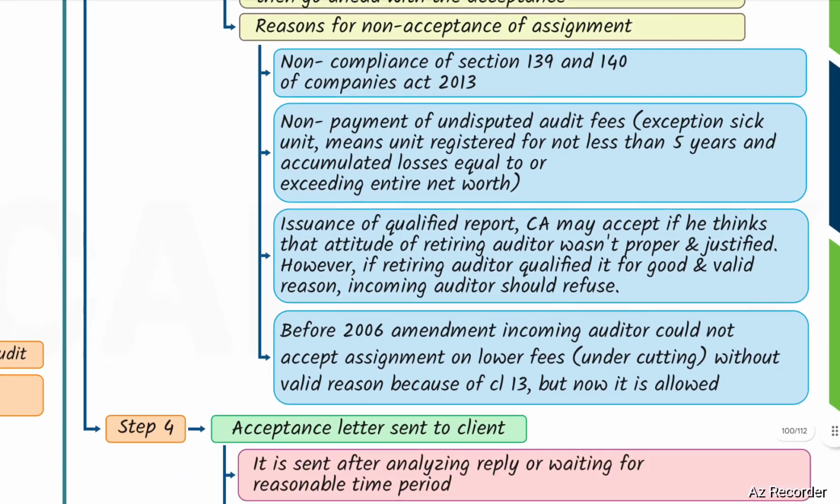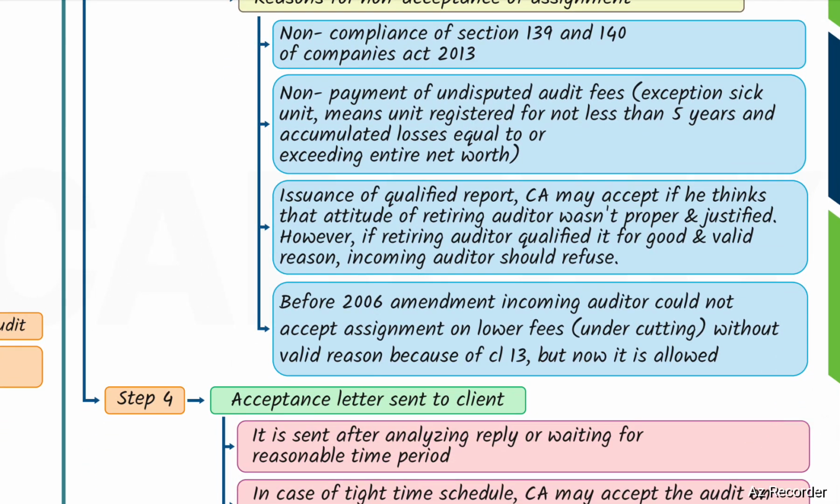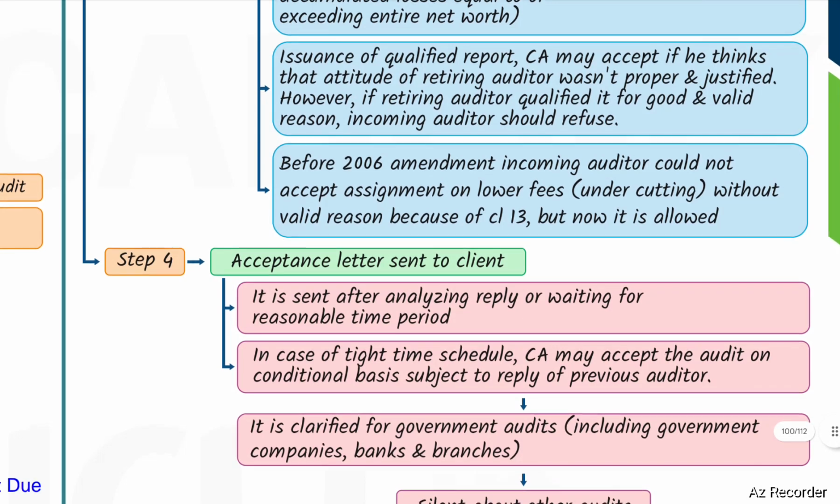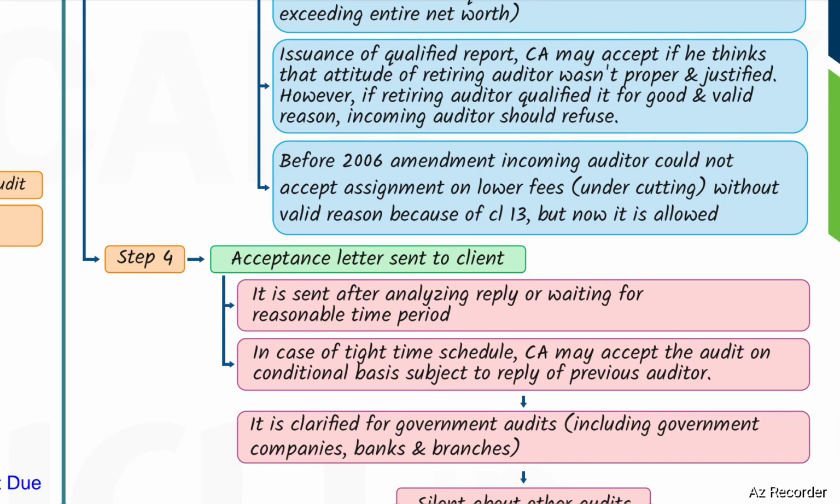Reasons for non-acceptance of assignment. Non-compliance of Section 139 and 140 of the Companies Act 2013. Non-payment of undisputed audit fees. Exception is in case of a sick unit. A sick unit means a unit registered for not less than 5 years with accumulated losses equal to or exceeding its entire net worth. Issuance of qualified report: CA may accept if he thinks that the attitude of the retiring auditor wasn't proper and justified. However, if the retiring auditor qualified it for good and valid reason, the incoming auditor should refuse.